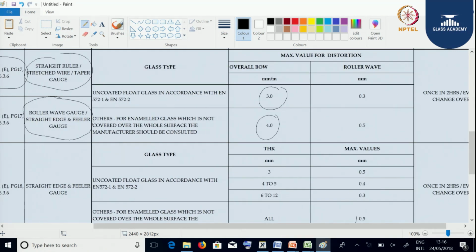Maximum roller wave for distortion is measured as 0.3 mm, and for enamel glass it is 0.5 mm.